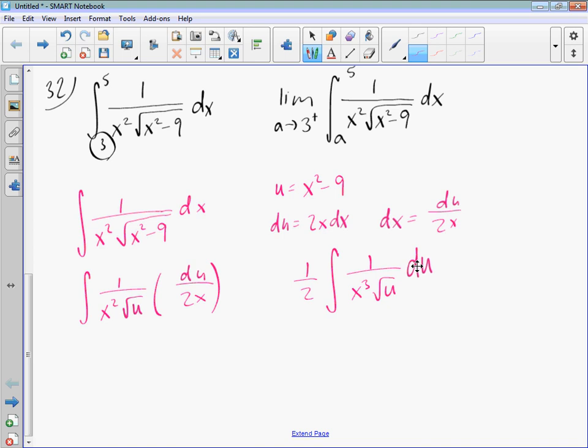Let me think here. I don't think we can do that. Okay, what are the other ways we know to integrate? So we got u substitution. Integration by parts seems like it would be not optimal.